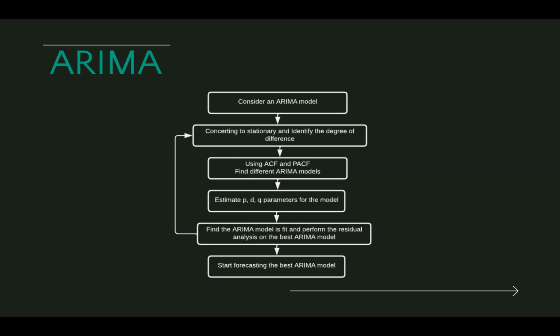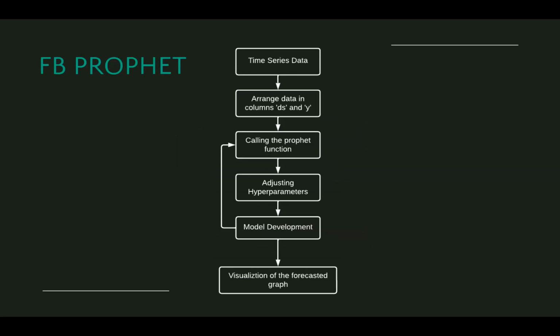And after that, we will get the required result in the particular model. Next is FB Prophet, where we take the time series data, and the requirement for time series forecasting is that we need the date and the sales of that particular model or manufacturer. After that, we call the Prophet function.